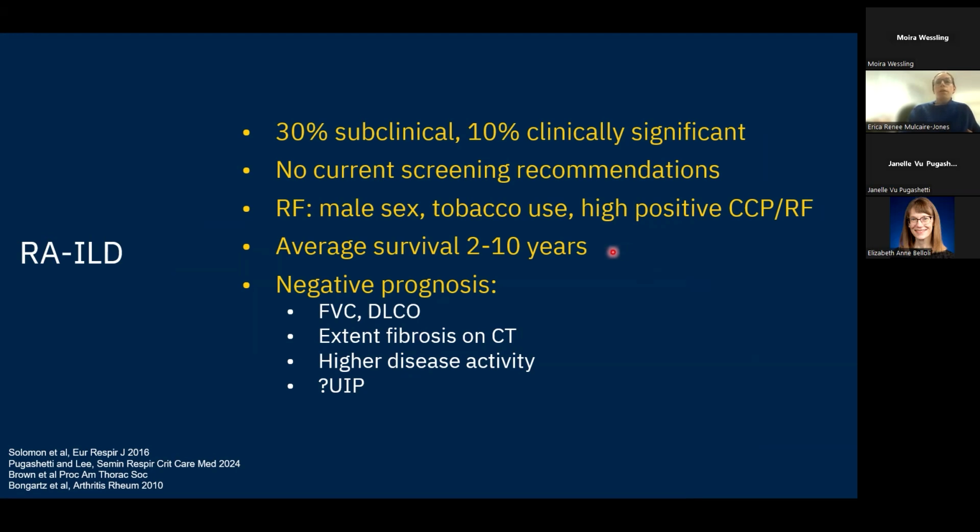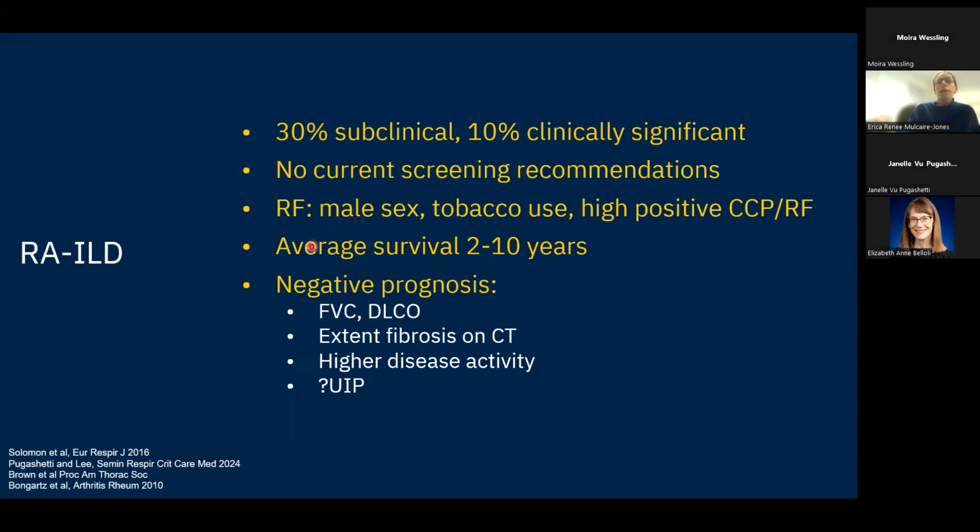Why is this important? The average survival, depending on what study you look at, is 2 to 10 years after the diagnosis of ILD. We have seen a lot of gains in terms of how patients are functioning and surviving in terms of rheumatoid arthritis in general with all the new biologics that we have. But lagging behind that is our RA-ILD, and with our ILD patients, we actually have not seen an improvement in mortality despite having more treatments available.